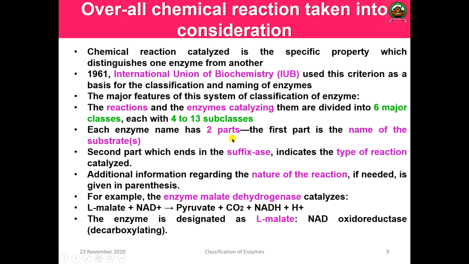Each enzyme name has 2 parts. The first part is the name of the substrate, and the second part ends with -ase, which indicates the type of reaction they catalyze. Additional information about the nature of the reaction, if required, is given in parentheses. For example, the enzyme malate dehydrogenase catalyzes L-malate plus NAD+ into pyruvate plus carbon dioxide plus NADH plus H+. You know this very well. And the enzyme is designated as L-malate.